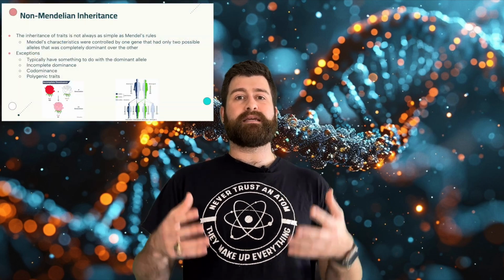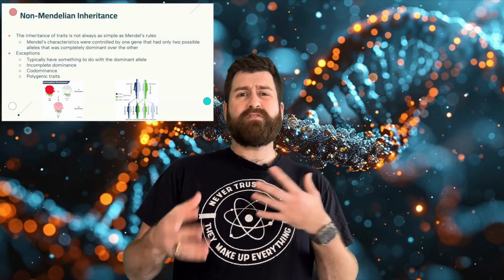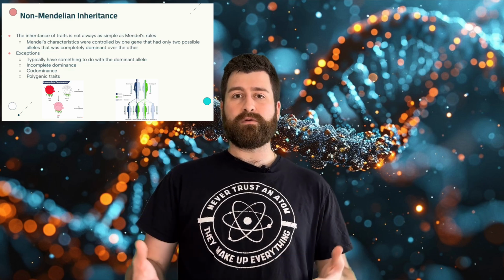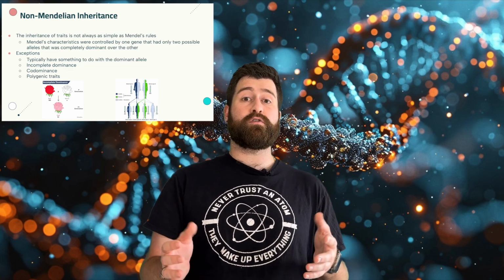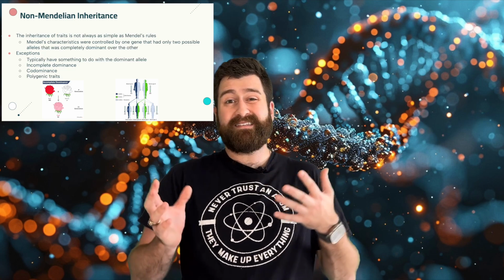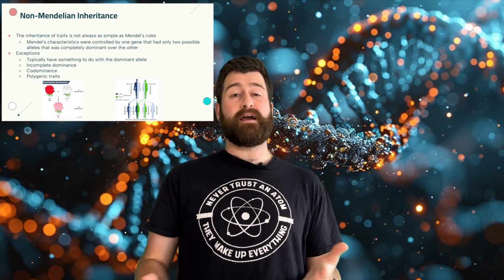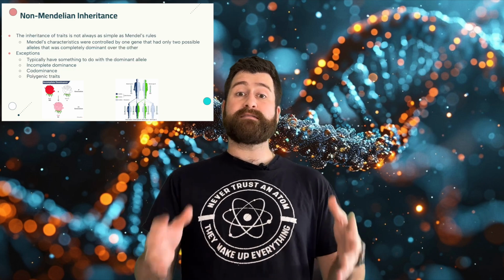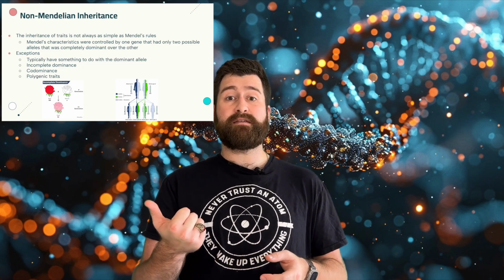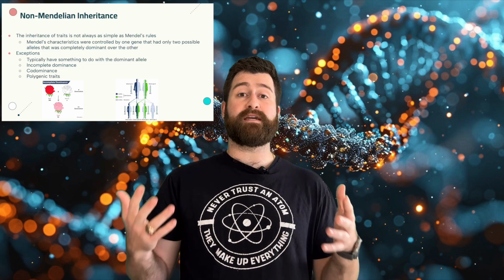Now, sex-linked inheritance is not the only non-Mendelian inheritance. And this refers to the inheritance of traits that is not always as simple as Mendel's rules. Mendel's characteristics were controlled by one gene that had only two possible alleles. And in this case, one was completely dominant over the other. Now, there are various exceptions that typically have something to do with the dominant allele itself. These exceptions include incomplete dominance, codominance, and polygenic traits.